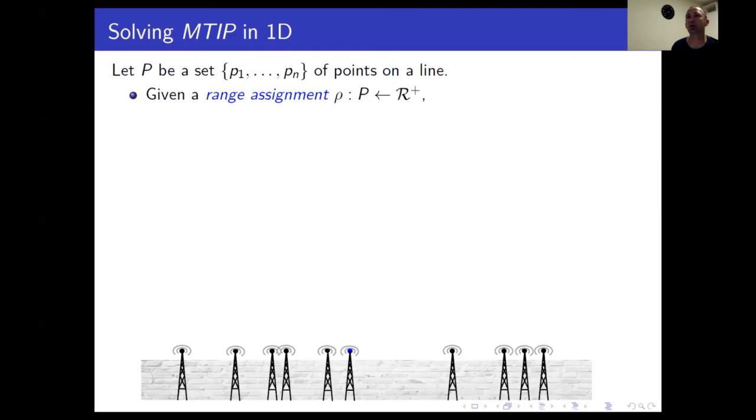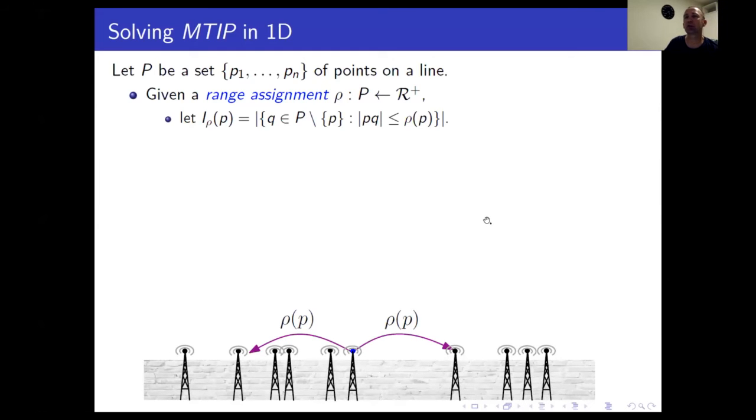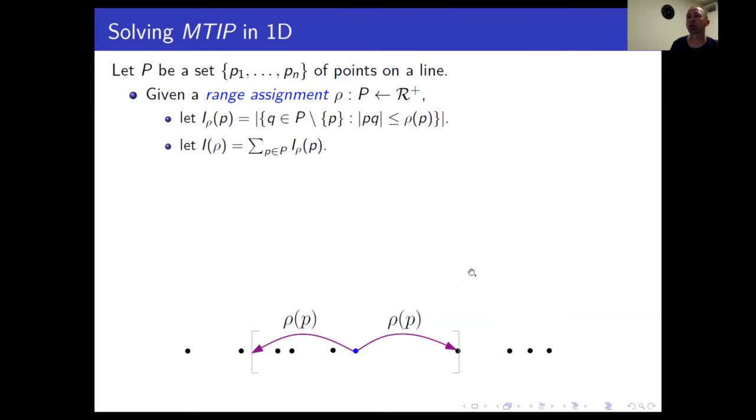Now we will see how to use this to compute the MTIP in 1D. To recall, we have our set of points on the horizontal line, and let's assume we are given a range assignment rho for the set of points. The interference of a point P is all the points that lie inside its range, not including the point P. And the interference of the range assignment rho is equal to the sum of the interference of all the points in P.